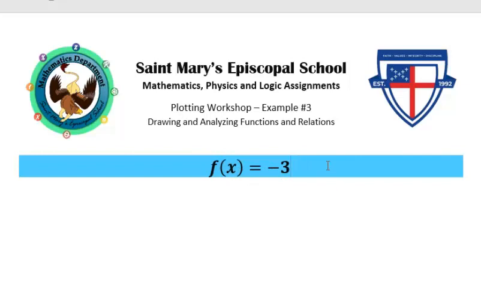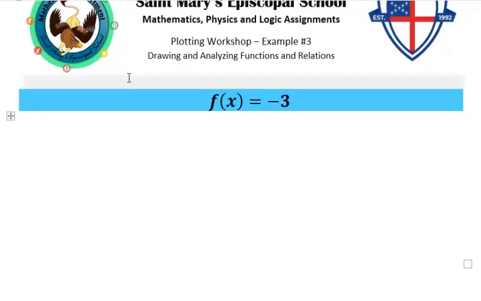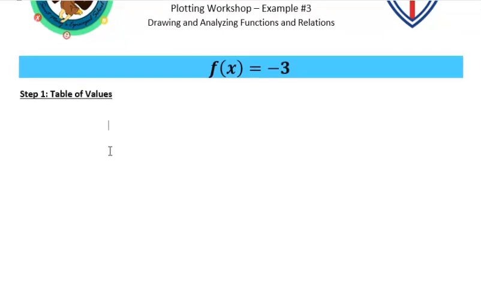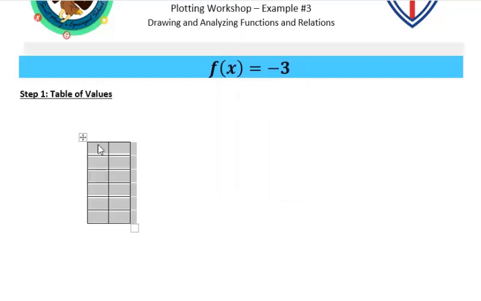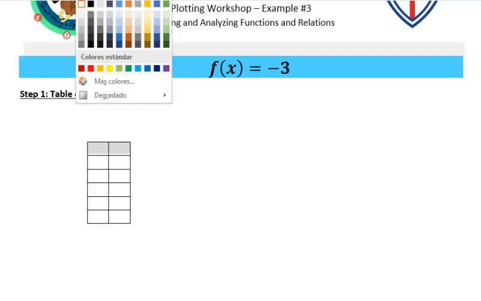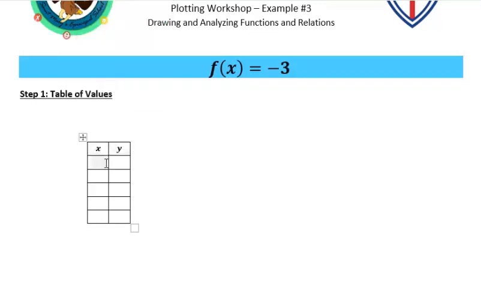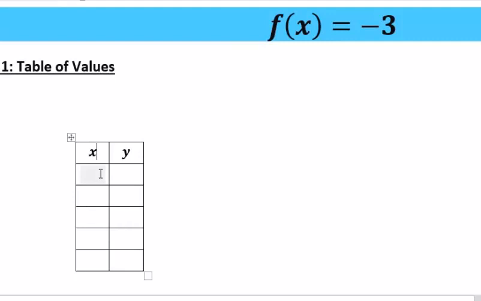Okay, so we're gonna begin with step 1, table of values. So we're gonna build a table, this one. And we're gonna put x on the left and y on the right side. And on the x we're gonna fill it with numbers -2, -1, 0, 1, and 2. So those are the numbers I'm gonna put in here: -2, -1, 0, 1, and 2.